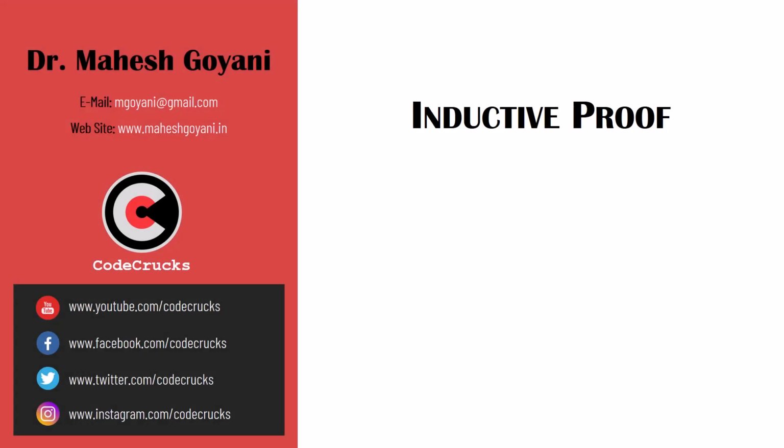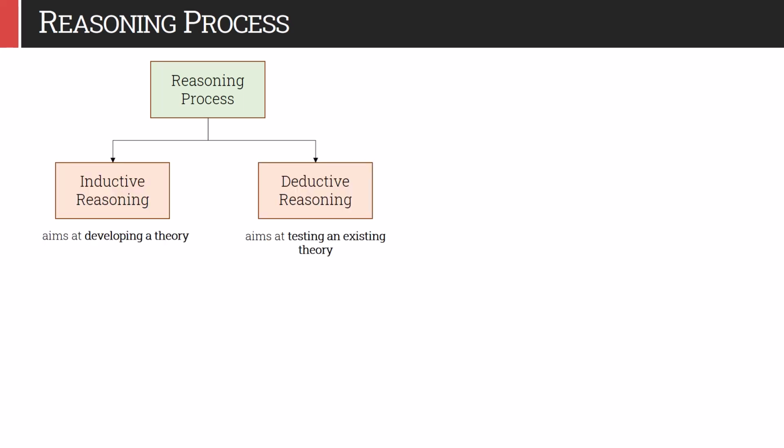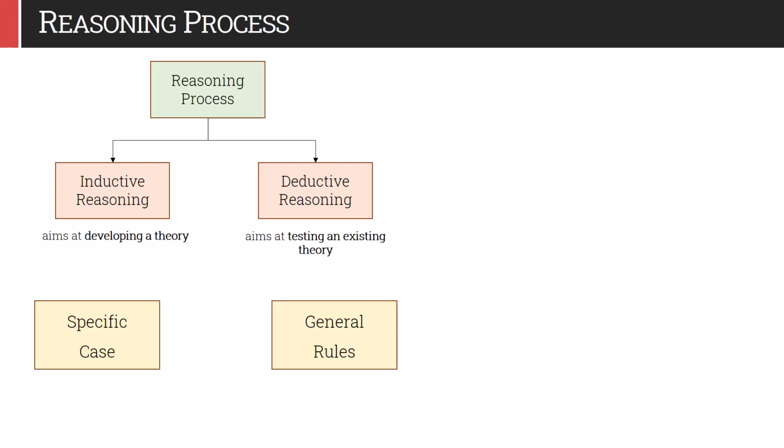In this video, we will discuss one example of inductive proof. In the previous video, we have already learned that there are two reasoning processes, inductive reasoning and deductive reasoning. In inductive reasoning, we are moving from a specific case to a generalized rule. And in deductive reasoning, we are doing exactly the reverse. We are already given the theory and we are trying to prove the specific case.